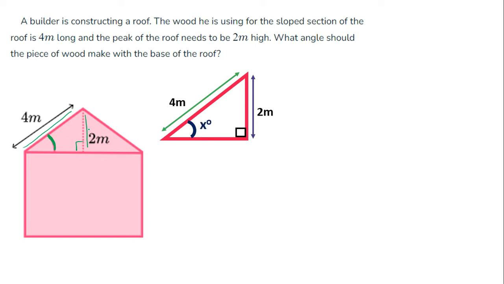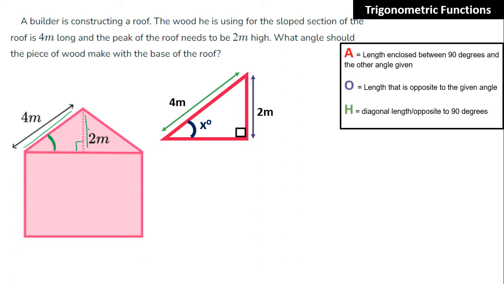Now, how to go about solving this? We know that we're dealing with trigonometric functions, and you should know that the sine cos tan table is important in this. For that, you also need to know A, O, and H. A is the length enclosed between 90 degrees and the other angle given. O is the opposite to the angle, and H is the diagonal length, the one that's opposite to 90 degrees. To apply sine, cos, tan, we know that sine theta equals opposite over hypotenuse, cos theta equals adjacent over hypotenuse, and tan theta equals opposite over adjacent.